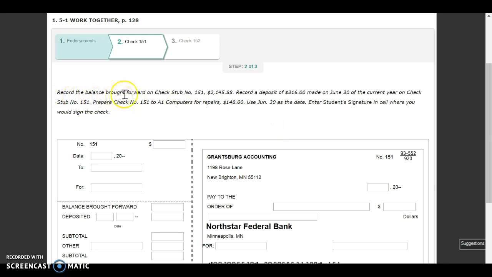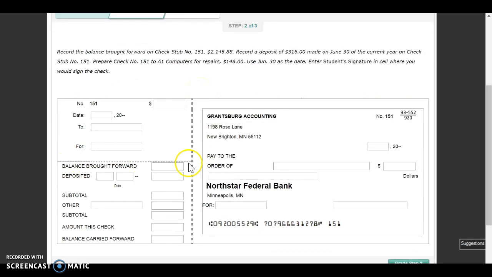So the first thing that we need to do is record this balance that is brought forward on our check stub. So remember, that is going to be in this section here. This left side is our actual check stub. This is our record keeping. So we're just going to go balance brought forward. I'm going to put in my amount, $2,145.88. So what I'm saying is in my account right now, that's how much money I have.